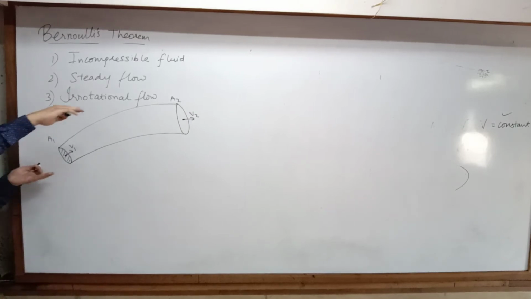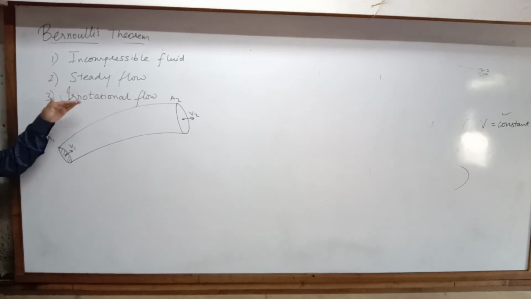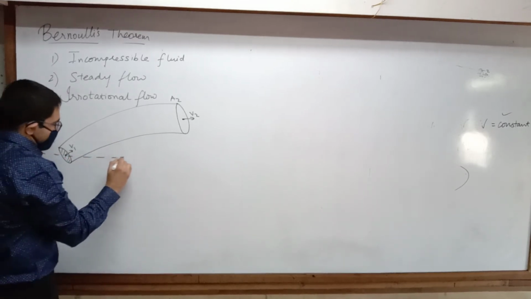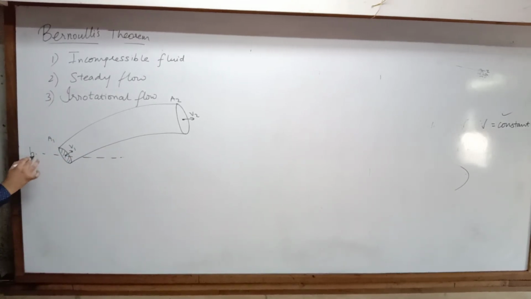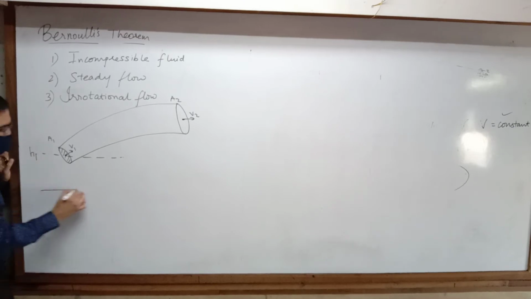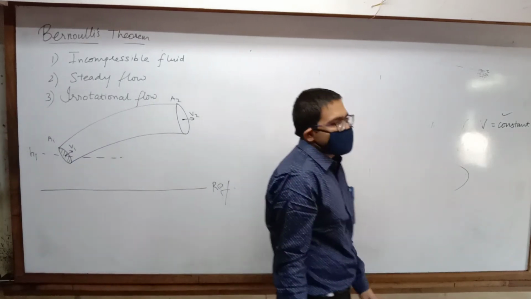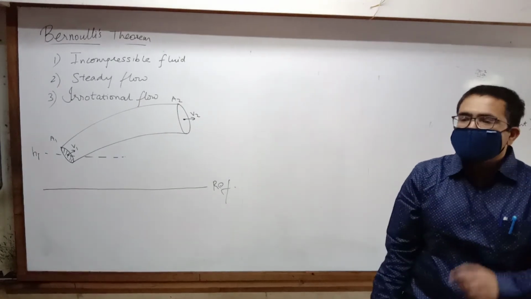Not only that, these two are not at the same height. You can see this is lower, that's higher. So let's say that this is at a height h1. From where? From some ground reference. I hope you remember that when you want to talk about potential energy, there should be a reference.